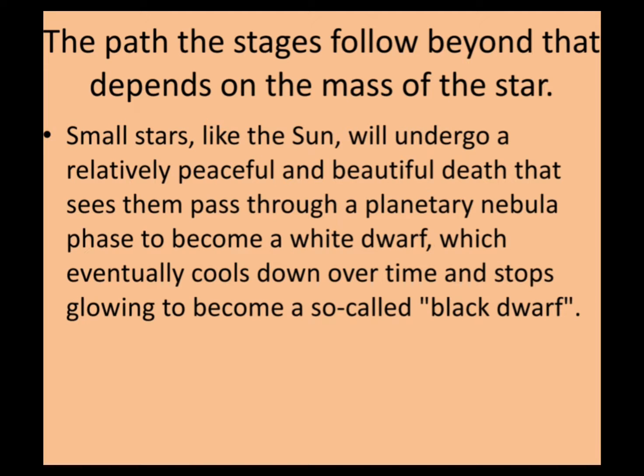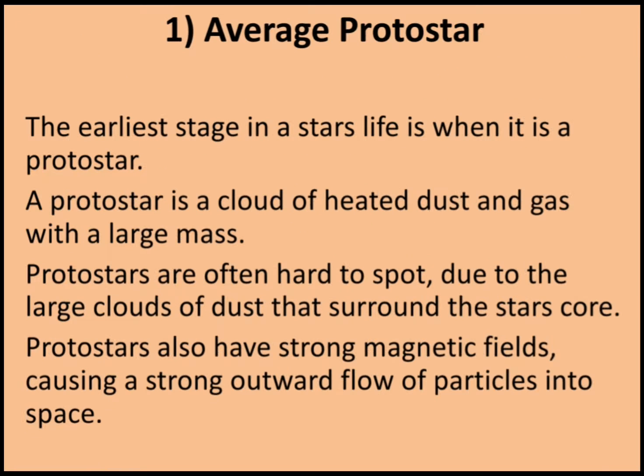Small stars like the sun will undergo a peaceful and beautiful death that sees them pass through a planetary nebula phase to become a white dwarf, which eventually cools down over time and stops glowing to become called a black dwarf. The earliest stage in a star's life is when it is a protostar.